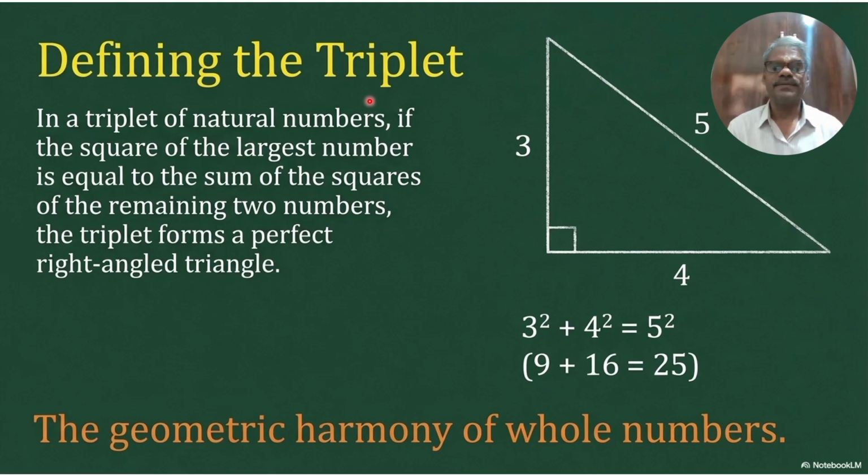Defining the triplet. In a triplet of natural numbers, if the square of the largest number is equal to the sum of the squares of the remaining two numbers, the triplet forms a perfect right angle triangle. For example, 3 square plus 4 square is equal to 5 square. This is also called the geometric harmony of whole numbers.